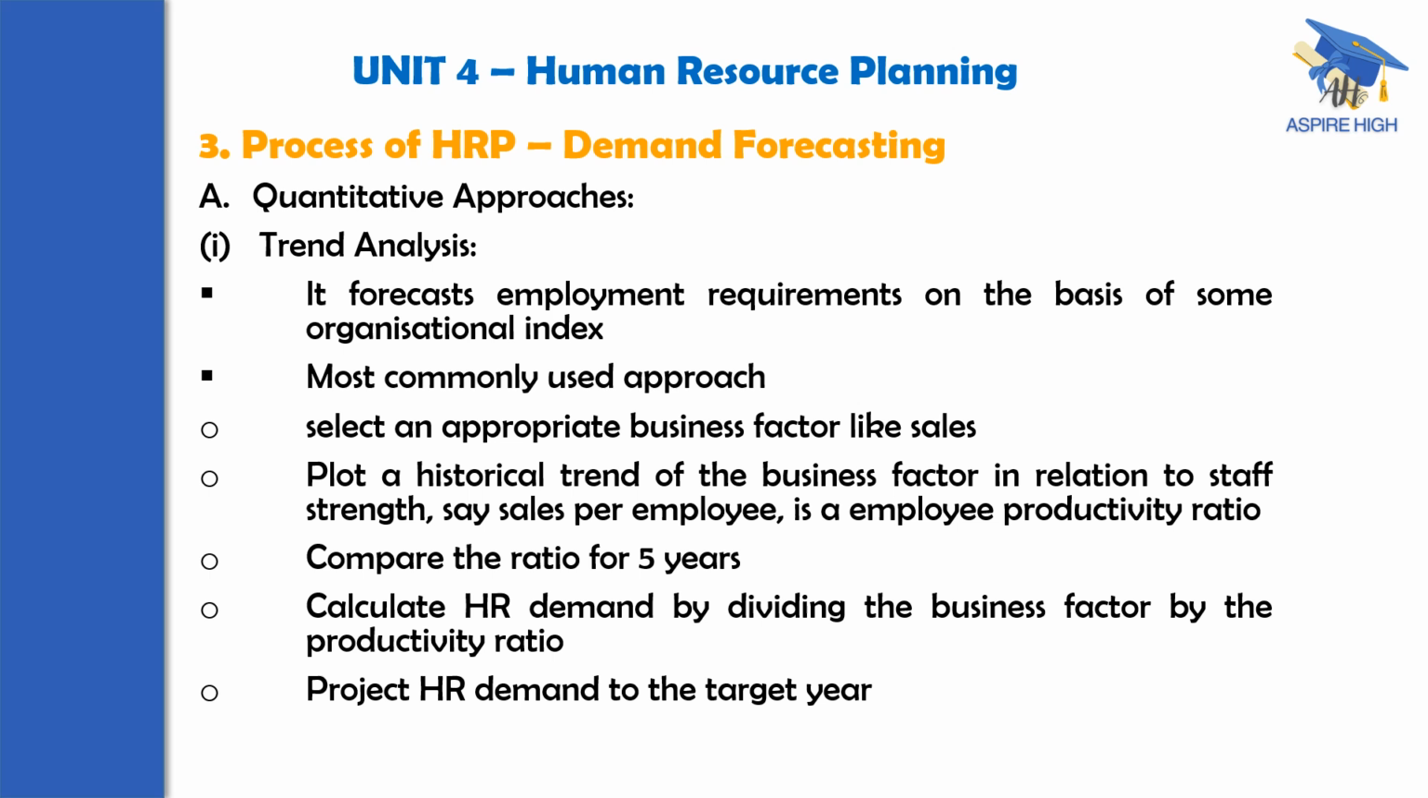Demand forecasting has two approaches, the quantitative approach and the qualitative approach. In the quantitative approach, we first discuss trend analysis. It is very simple to understand and is the most commonly used approach. It forecasts employment requirements on the basis of some organizational index. We take an appropriate business factor, say sales, which is a very simple one. Instead of profit, etc., we take simply sales per employee. Say some standard is there, say sales per employee is some X.